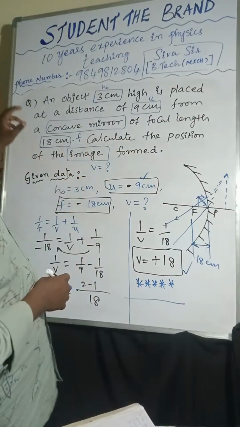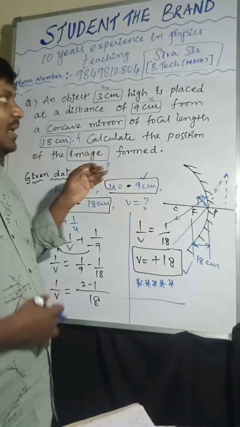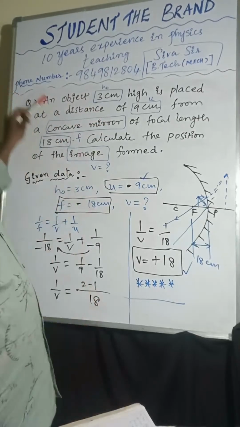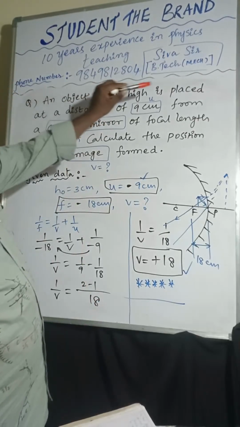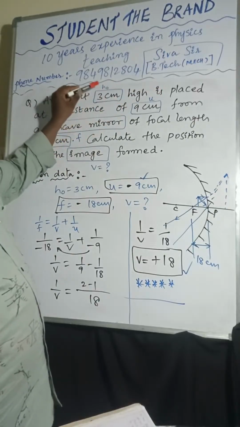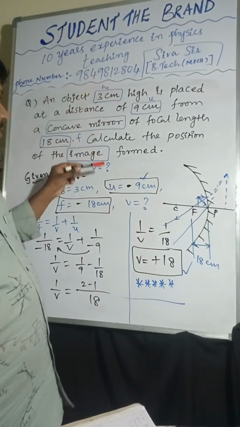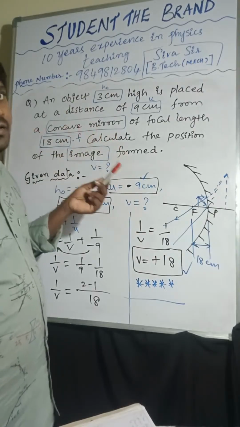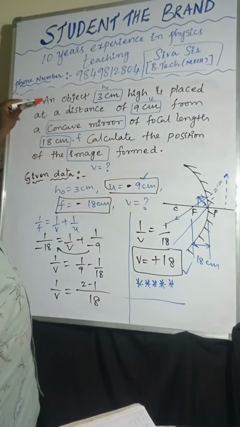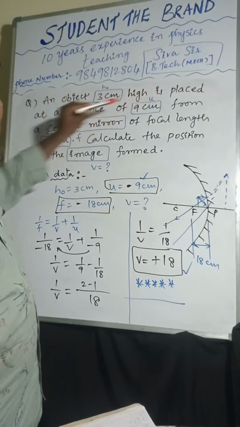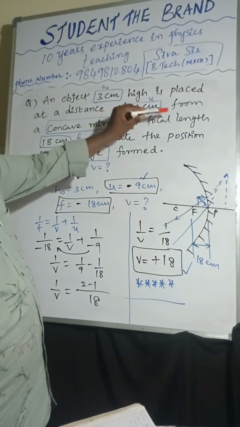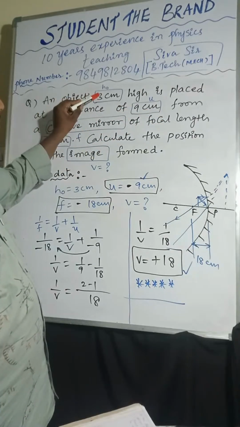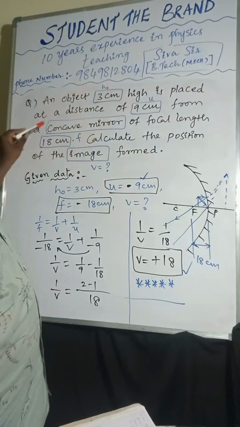So once again, I'll explain the problem. Listen carefully. An object 3 centimeter high is placed at a distance of 9 centimeter from a concave mirror. Here we didn't use the height, but whatever data is required for doing the problem is enough. No need to take extra data. Underline the points: height of the object, object distance, concave mirror.